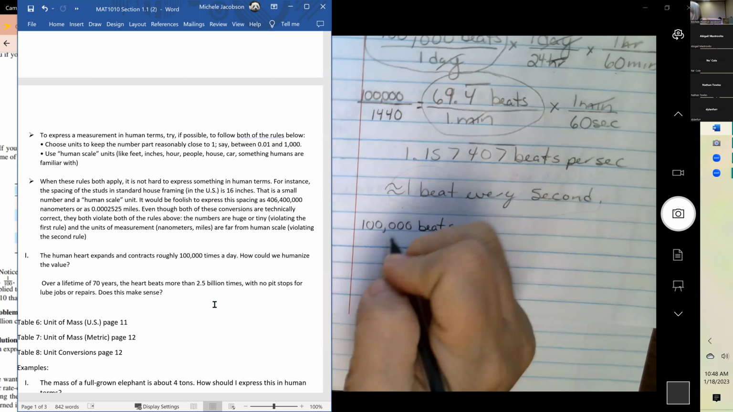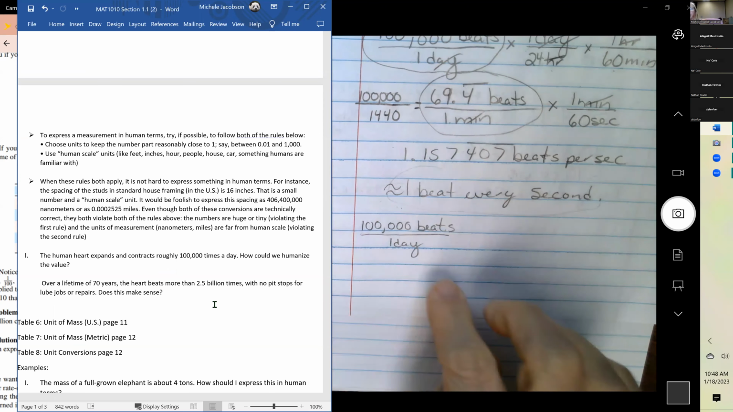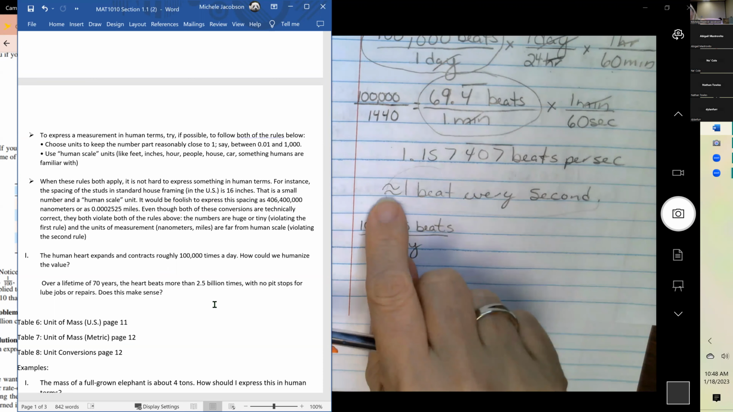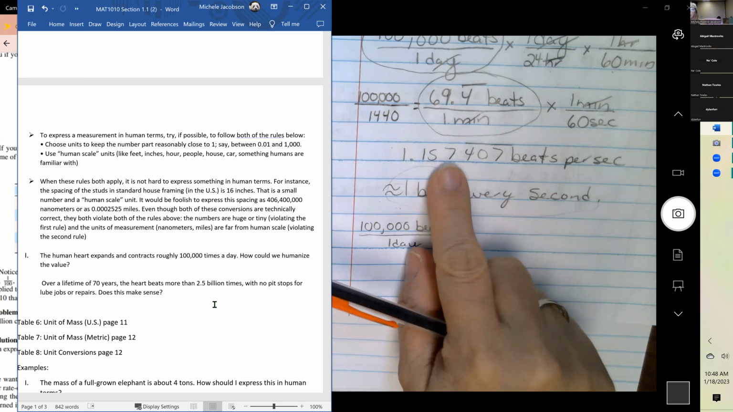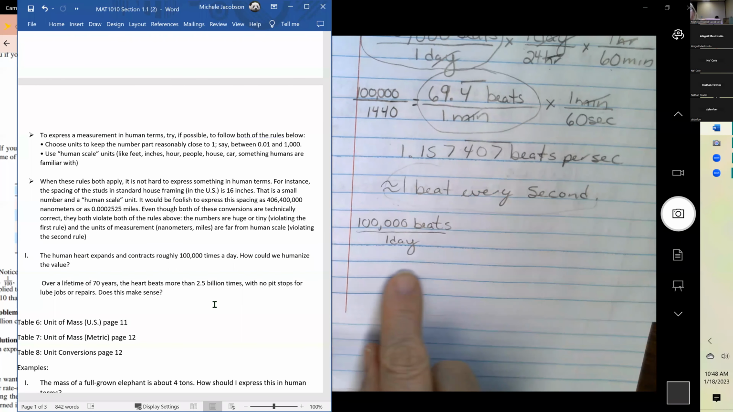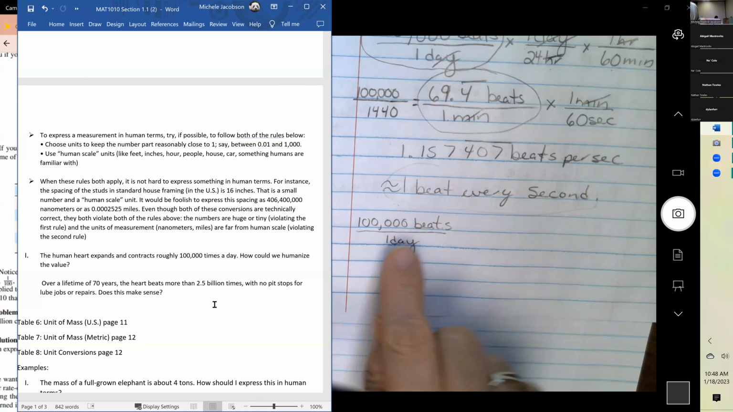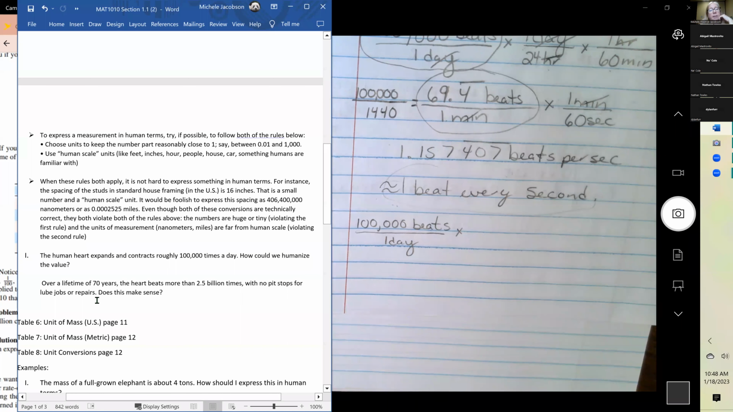So they said 100,000 beats in 1 day, and we agreed with that because we said it's approximately a beat every second, a little bit more than a beat every second. So we were satisfied. So then we're going to start with this again, and we're going to convert it to years, so then we can find out how many in 70 years.